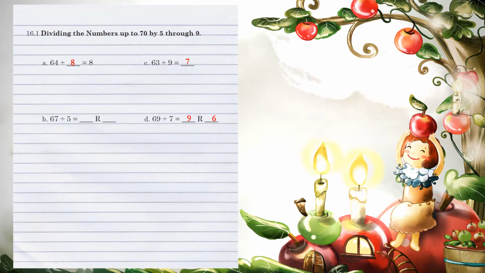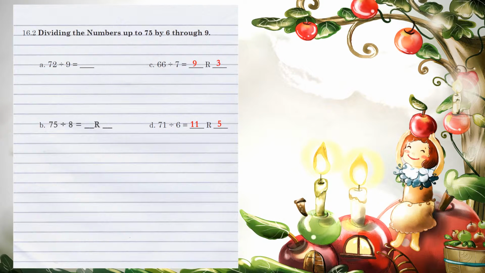Example B. 67 divided by 5 equals what? Well, there's not a number that you can multiply by that's going to equal exactly 67. But we need to look at what number is going to be closest without going over. Well, 12 times 5 is 60. We have a remainder of 7, and we don't want a remainder higher than 5. So that means that 13 times 5 is going to be 65. And then we will have a remainder of 2.